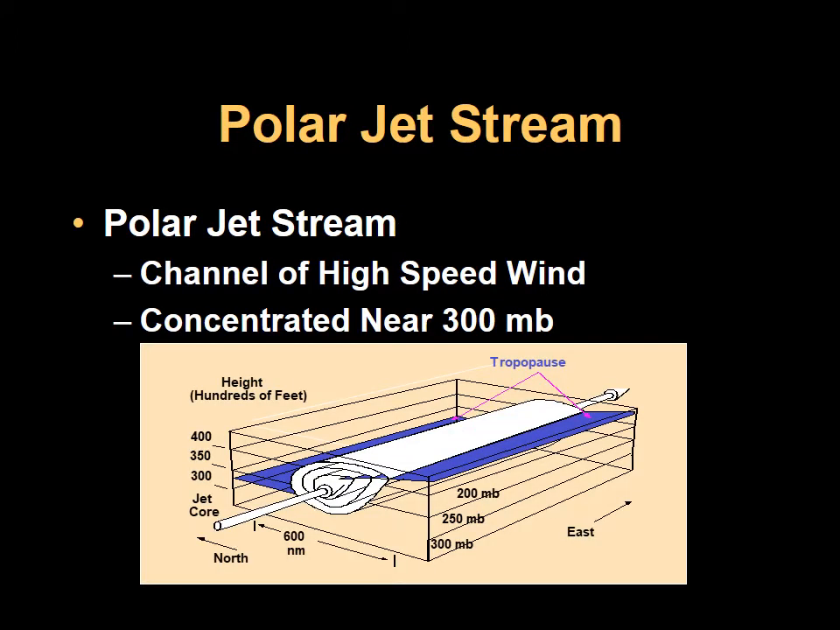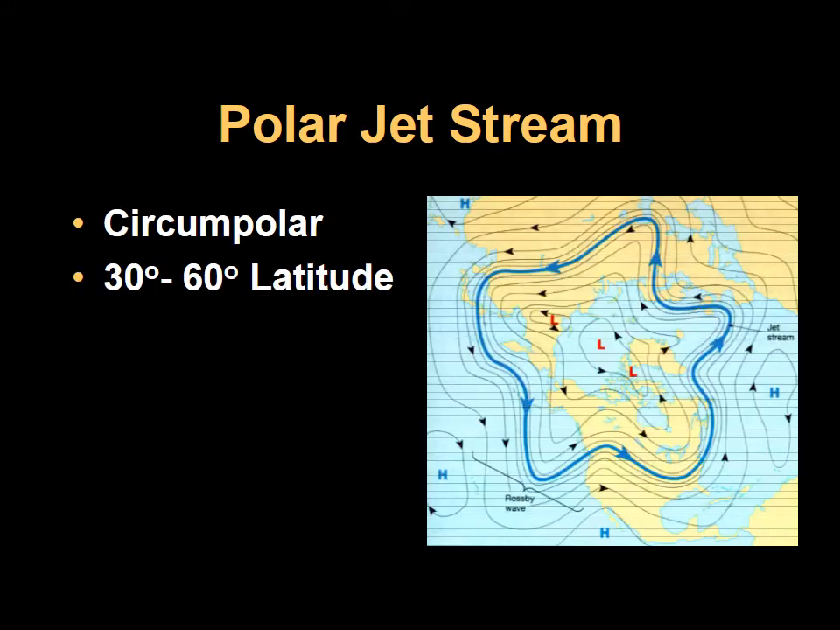So the polar jet stream is a channel of fast-moving winds, approximately at about 300 millibars, which is 30,000 feet. The polar jet stream typically is found anywhere from about 30 degrees north latitude to about 60 degrees. You also find it in the southern hemisphere. It goes all the way around the poles and circumnavigates the Earth, both in the northern hemisphere and in the southern hemisphere. You can see where the polar jet stream dips down, that's where you have a trough, and that's cold air. Where it dips up, that's where you have a ridge, and that's relatively warmer air in that layer.